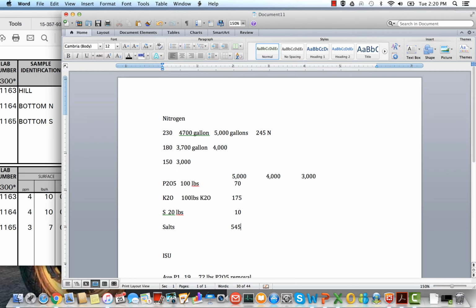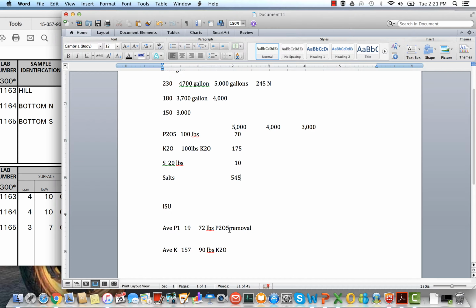So 5,000 gallons would be, there's our nitrogen to meet the Midwest Labs rec. It's going to give us enough phosphorus basically to meet the removal, but we're not really going to build at that number. It's going to give us enough potassium to build and then some. It's going to give us a little lower amount of sulfur than what we wanted from the Midwest Labs rec. And then salts are not an issue.